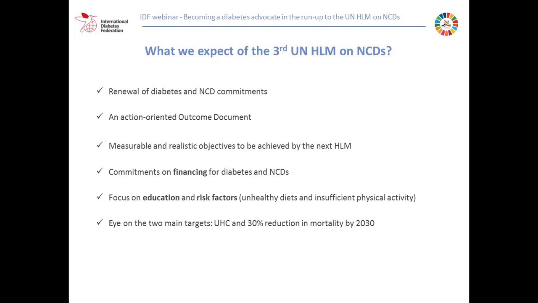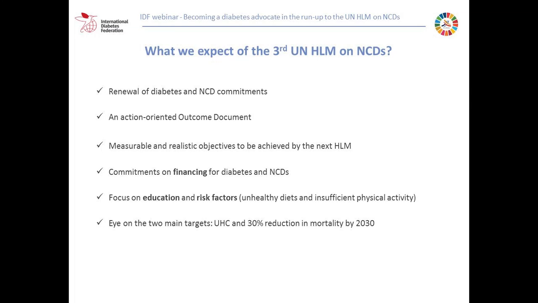We also think that it's very important to have commitments on financing for diabetes and NCDs. We were saying before that a stable, sufficient budget is needed to address diabetes and NCDs, to have good enough care, and also to achieve essential medicines for everyone by 2030. So we need these commitments on financing, the same as we need commitments on education and a focus on reducing the risk factors. You know that for diabetes, a healthy diet and sufficient physical activity are very important, because most of the diabetes cases are type 2 diabetes cases. So we really need to act on risk factors if we want to reverse the diabetes tide.